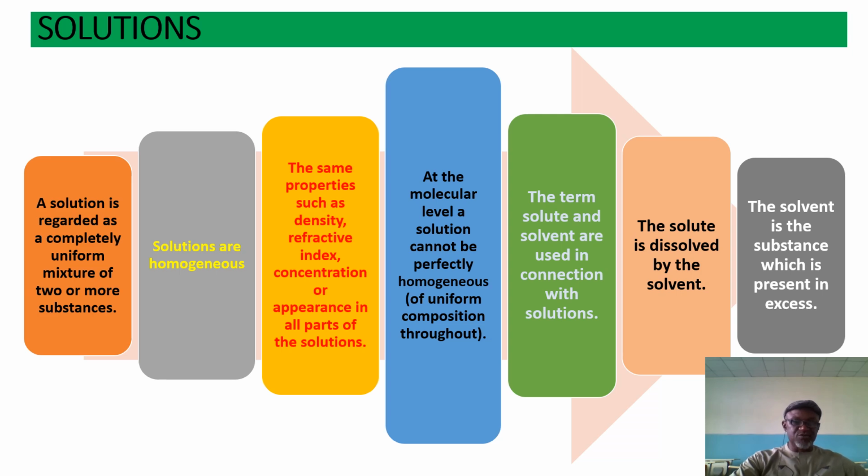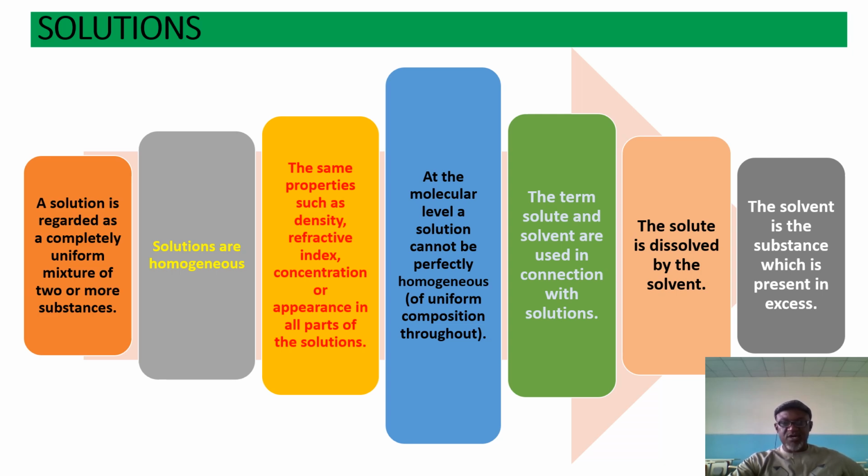So if you take, maybe like a cup of tea, just take a little syringe, collect some quantity of that tea from one side, call it sample A, collect from another side, call it sample B. If you check the refractive index, it will be the same. If you check the concentration, it will also be the same. Now, but at the molecular level, a solution cannot be perfectly homogeneous.